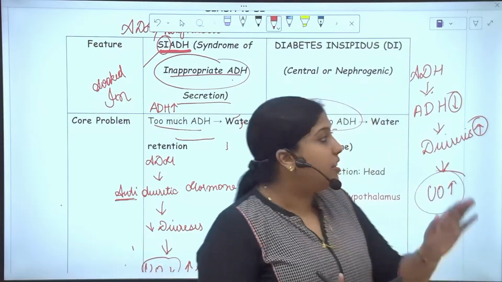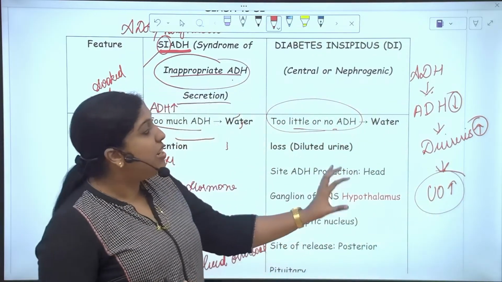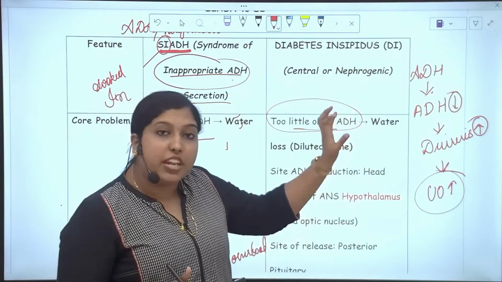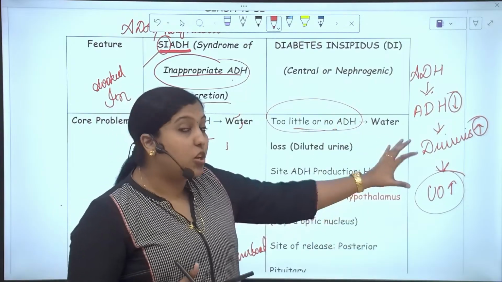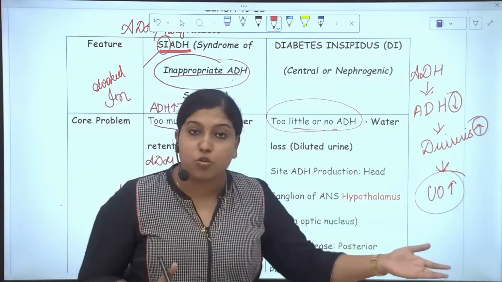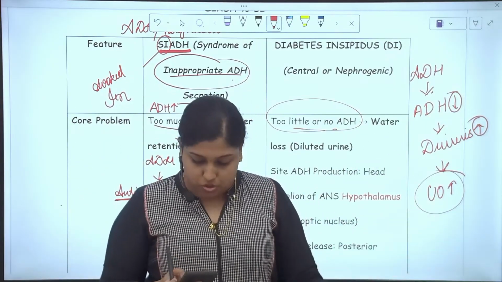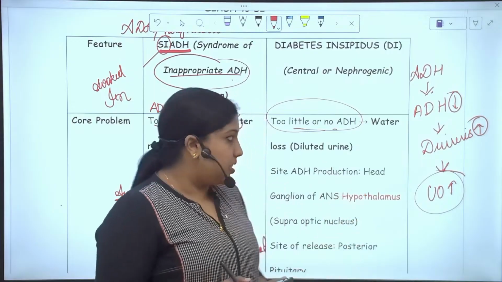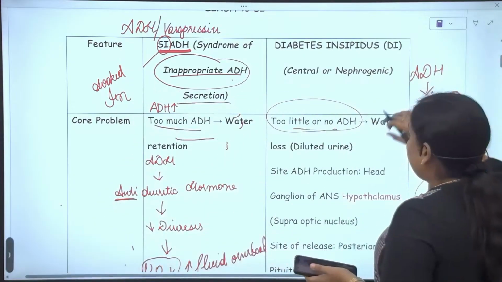At last, the urine output is also going to reduce. On the other hand, in diabetes insipidus, there will be very little ADH. If ADH is reduced, ultimately there is going to be more diuresis and more urine output. Right? Yes. So all about urine specific gravities we will be seeing.